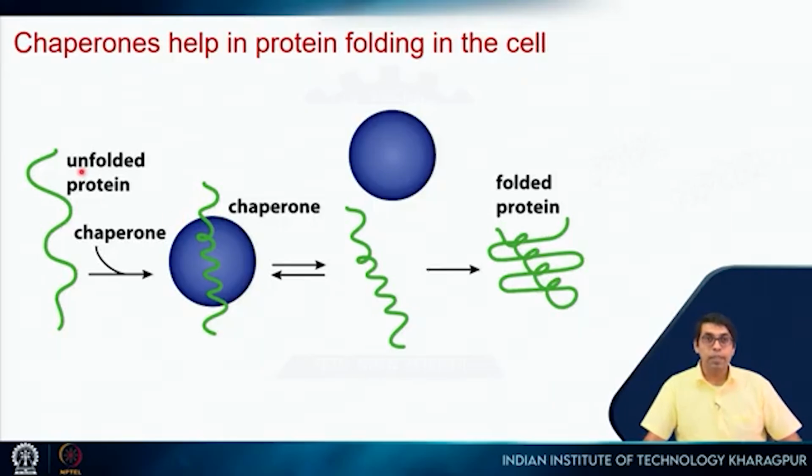Chaperones bind to the unfolded protein and prevent their aggregation, because when these proteins are unfolded, hydrophobic residues are exposed. Hydrophobic residues from one chain can stick to the hydrophobic residues of another chain, and they can form aggregates and precipitate. So they will not get a chance to fold. That kind of aggregation is prevented by the chaperones. They keep them separate and give them enough time to fold properly and get into the folded state.